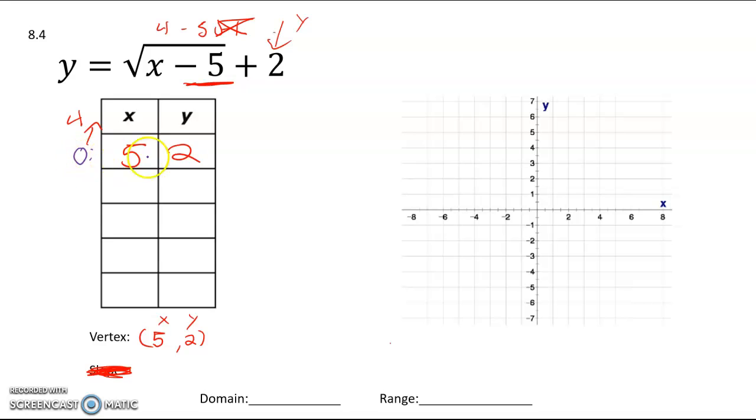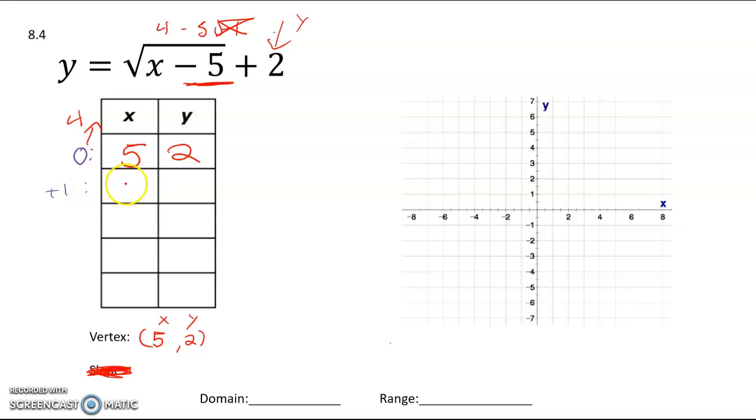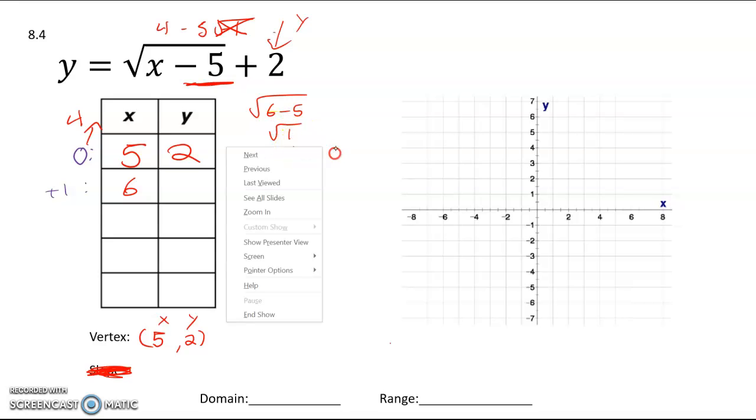So I start with 0. That's my base term right there. It's all based on the x's. From my original x, I'm going to add 1. So for this x, I'm going to add 1 and plug that in. If I add 1 to 5, I get 6. If I plug in 6, I do 6 minus 5, which is the square root of 1, which is 1, plus 2. I get 3 out of that.